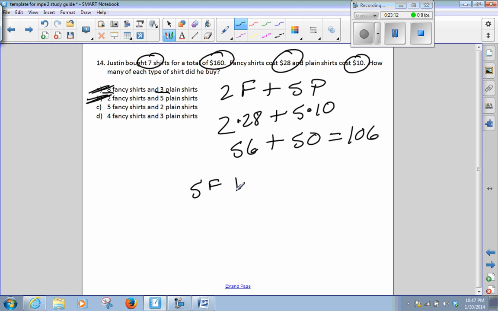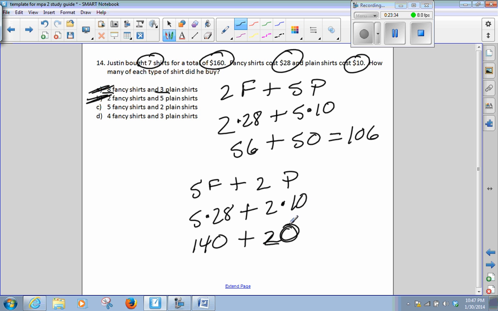5 fancy plus 2 plain. So let's see, instead of 5 times F, I'll do 5 times 28 because that's how much they cost. So if you bought 5 fancy shirts, 5 times 28 is 140. Plus 2 times 10, because that's how much a plain shirt costs, would be 20. Well, 140 plus 20 is in fact 160, which is the total that we needed. So the answer should be C.